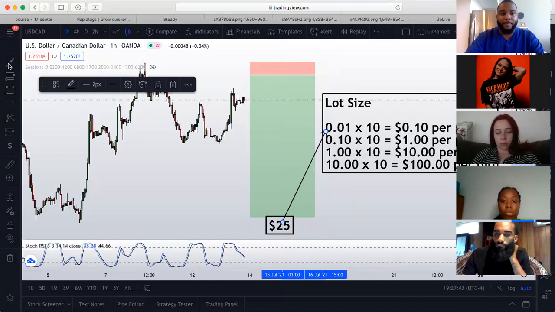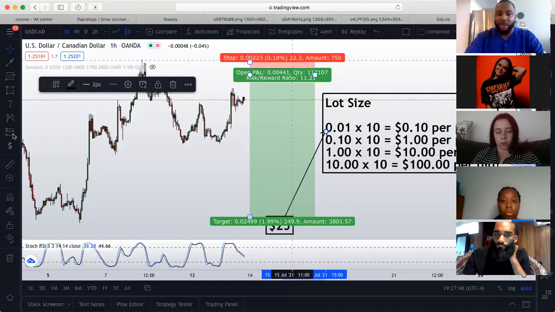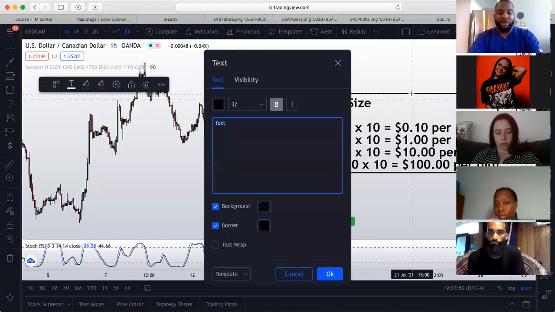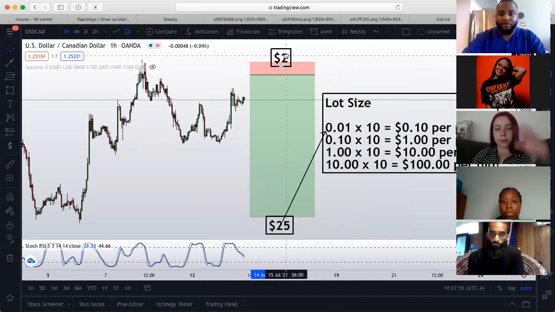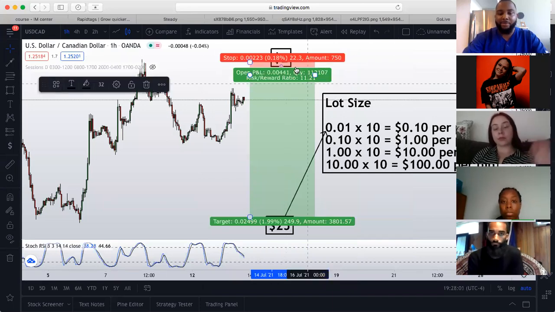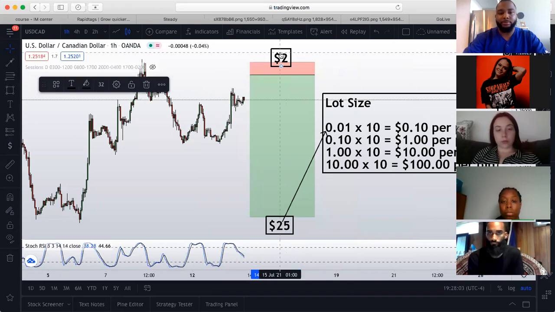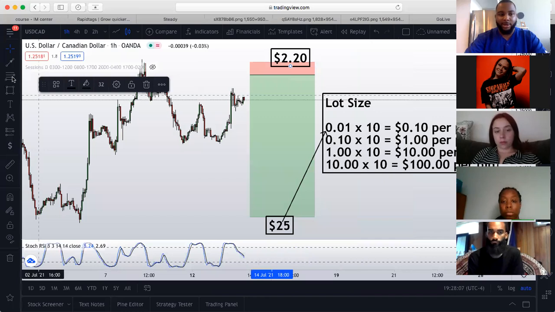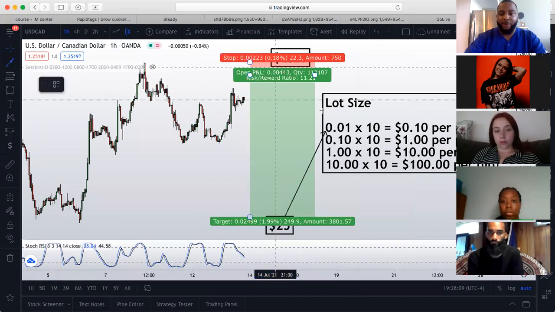0.01, okay? And a 22 pip stop loss, if we lose this trade, that's going to be $2. Okay? That's 10 cents times 20, or I want to be very precise, $2.20, okay? This is based off of a 0.01 lot size.